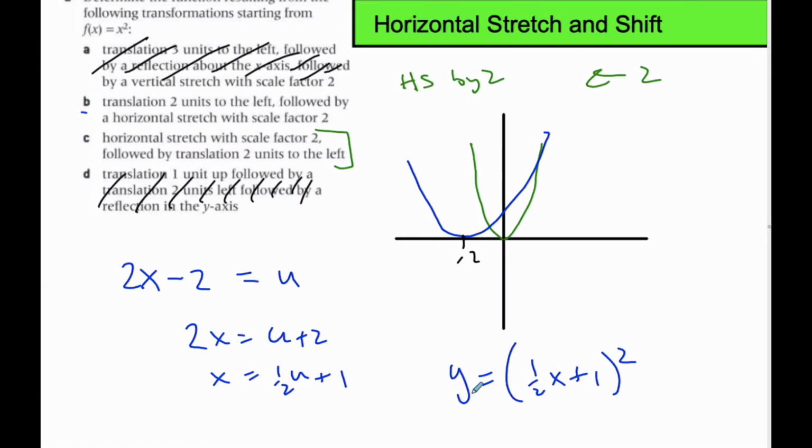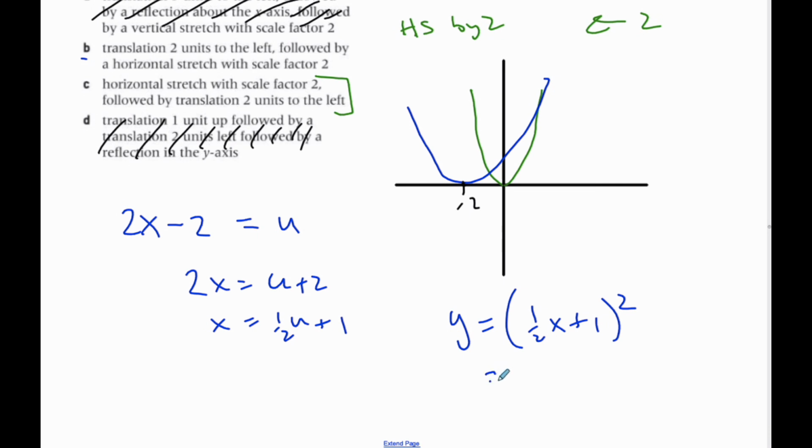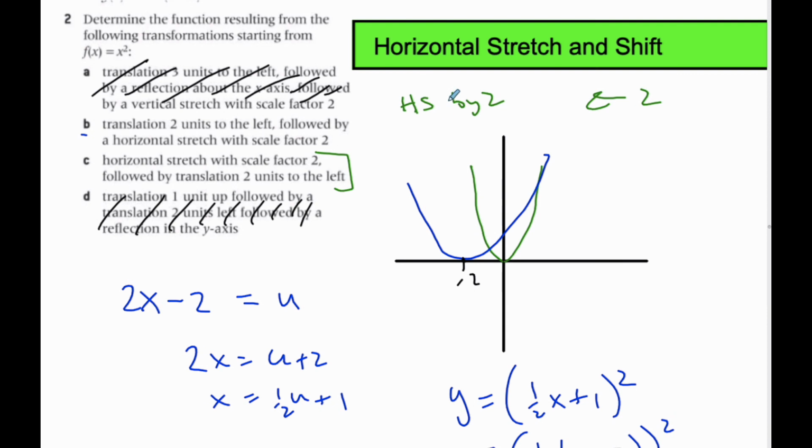And so this here is how we can think about the transformations. I could also, if I wanted to rewrite it, rewrite it as 1/2 x plus 2 squared, and then you can see your vertex. Either way is fine. I hope that helps clarify how to work with horizontal stretches and horizontal shifts.